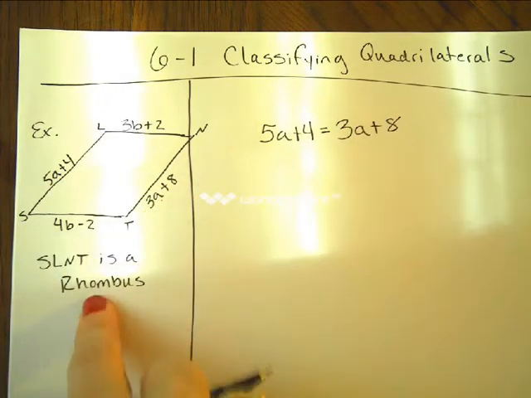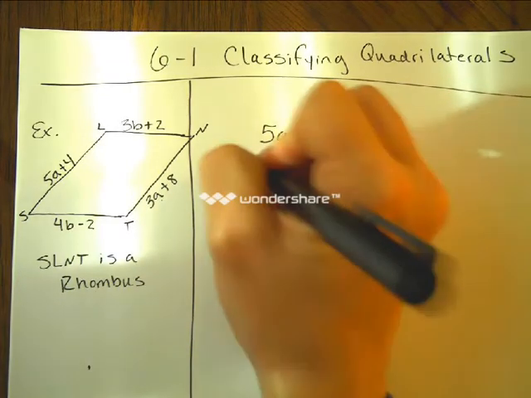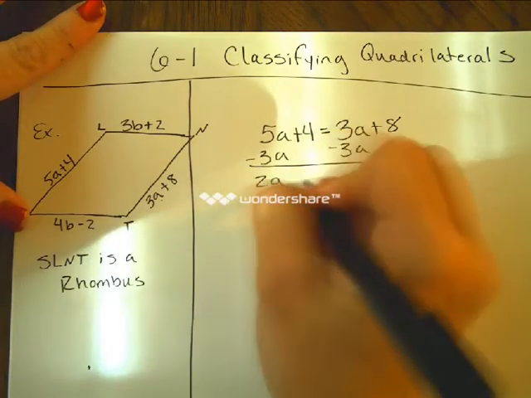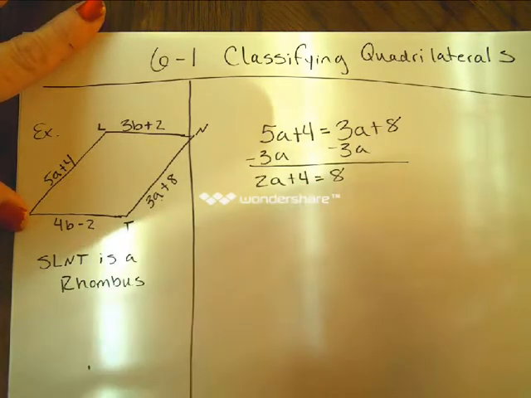Rhombus means that all four sides are equal. So then you're just going to do the math to solve. Again, you could always solve this on the calculator, but I'm going to show you the math because it's important to review the algebra.